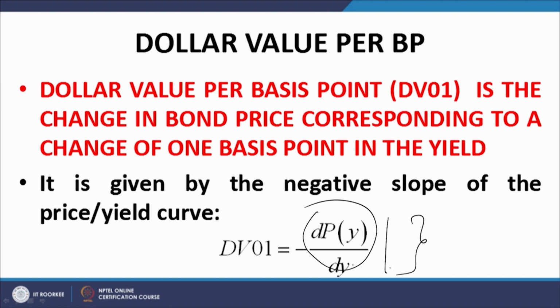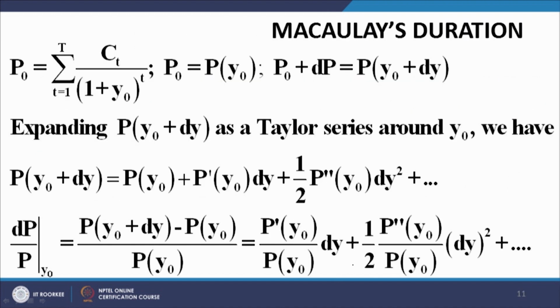Dollar value per basis point, DV01, is the change in bond price corresponding to a change of 1 basis point in the yield, or 1 unit in the yield. It is given by the negative slope of the price yield curve. Now, we talk about the Macaulay's duration. This is the most important part.